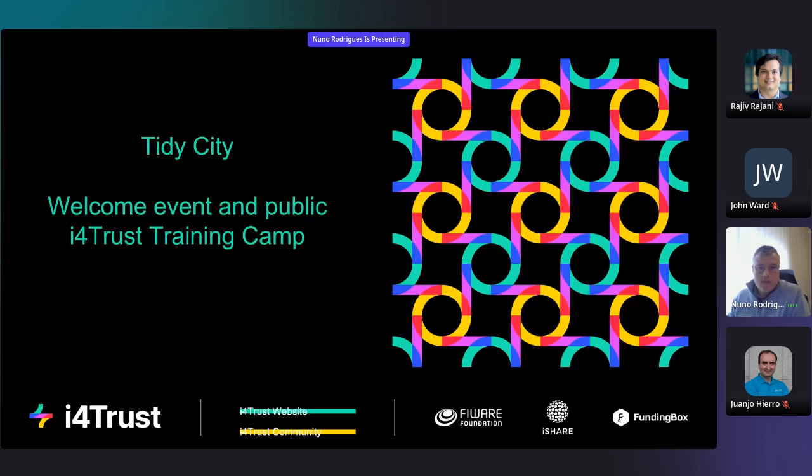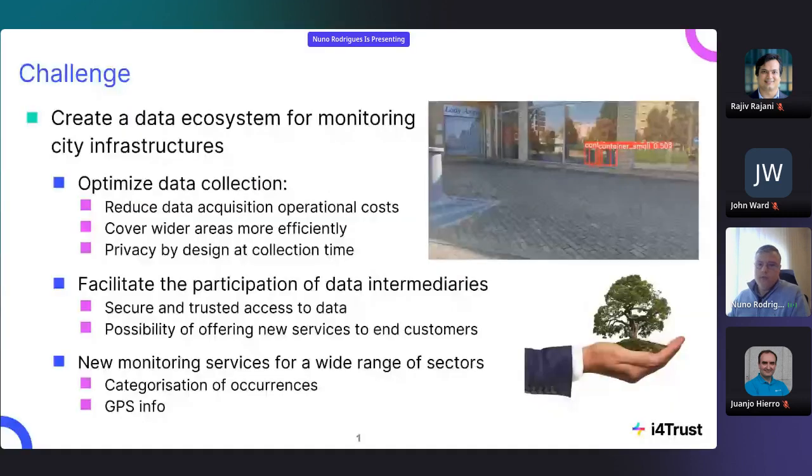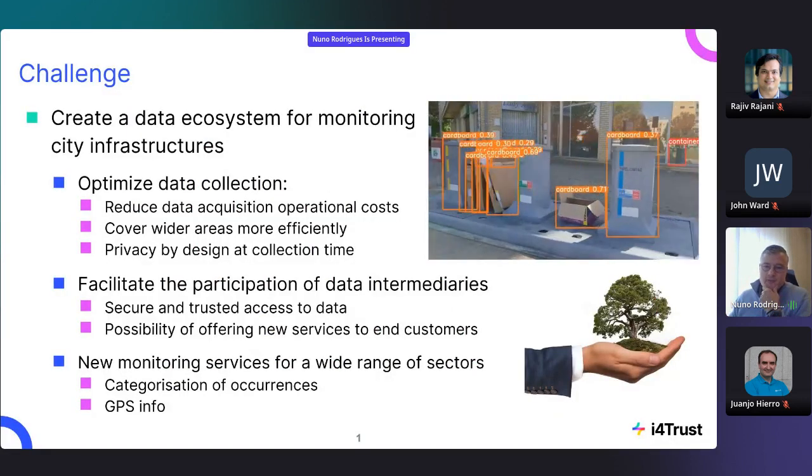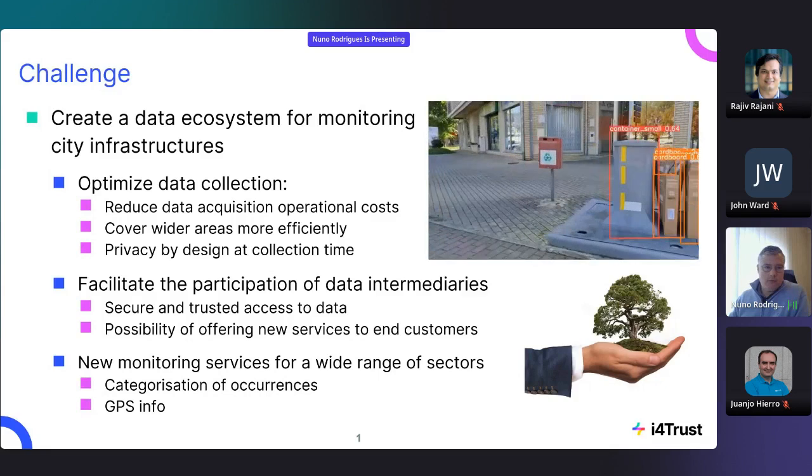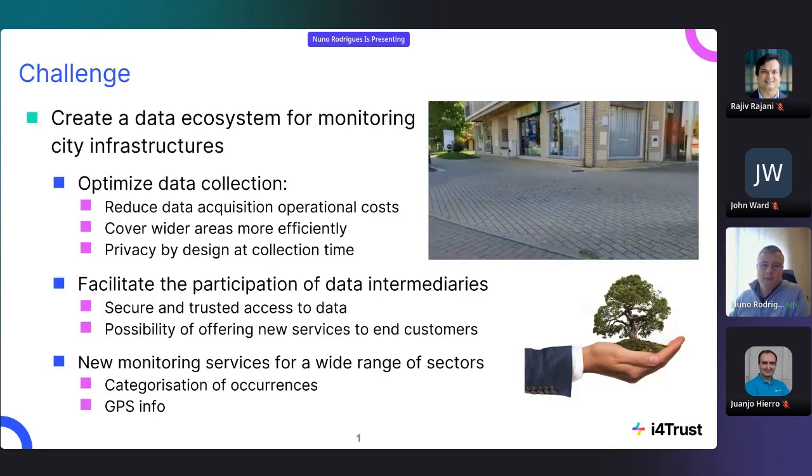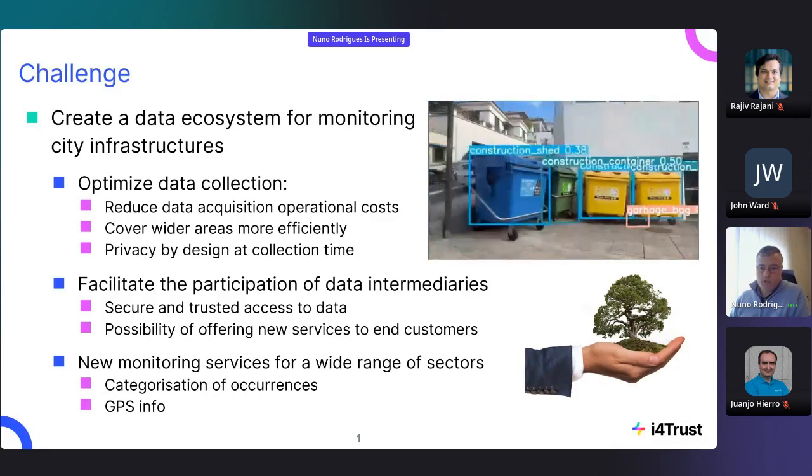Okay. So the challenge we propose to solve is the creation of a data ecosystem for the smart monitoring of the rapidly increasing number of city infrastructures.